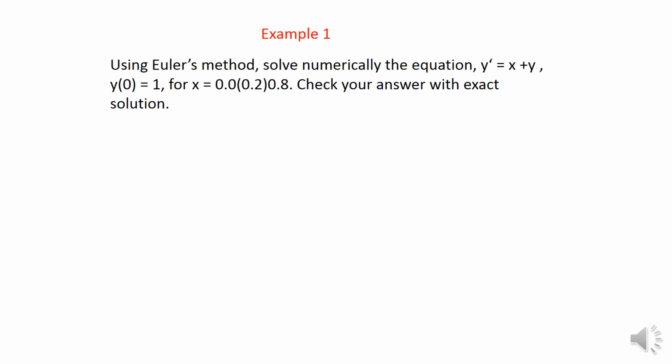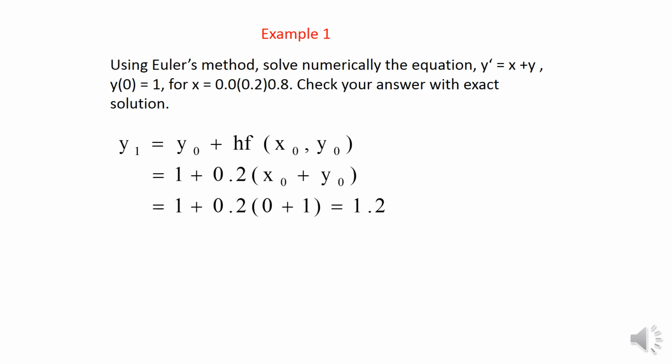Now let's see one example based on it. Using Euler's method, solve numerically the equation y dash is equal to x plus y. The initial value is given, y0 is equal to 1, and we have to calculate values of y for x starting at 0 with an increment of 0.2, and we have to go up to 0.8. So the points will be 0, 0.2, 0.4, 0.6 and 0.8. Check your answer with the exact solution, because this is a very simple equation, so we can find the exact solution also.